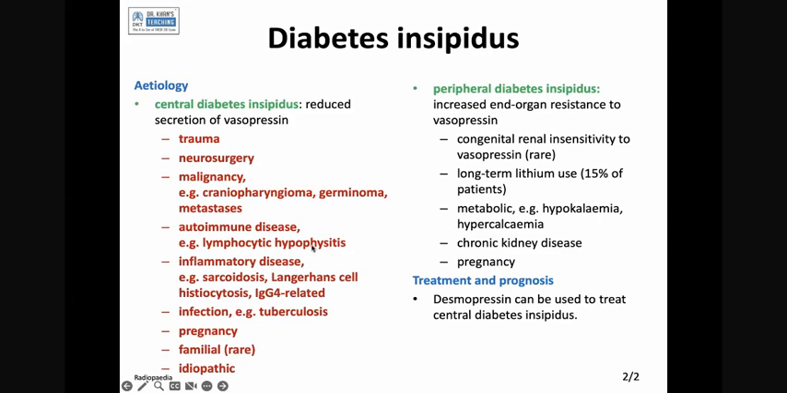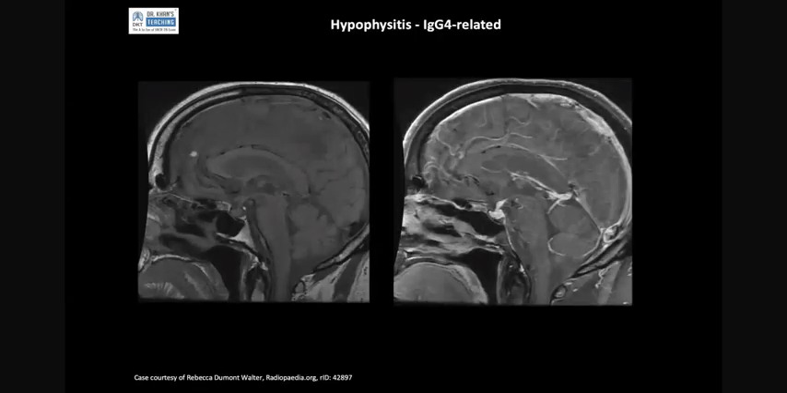Key point, exam point, is to look for the bright spot. If the bright spot is absent, look for some other etiology. So always ask for the pre-contrast T1 weighted sequence. Otherwise, you are not going to reach that diagnosis.